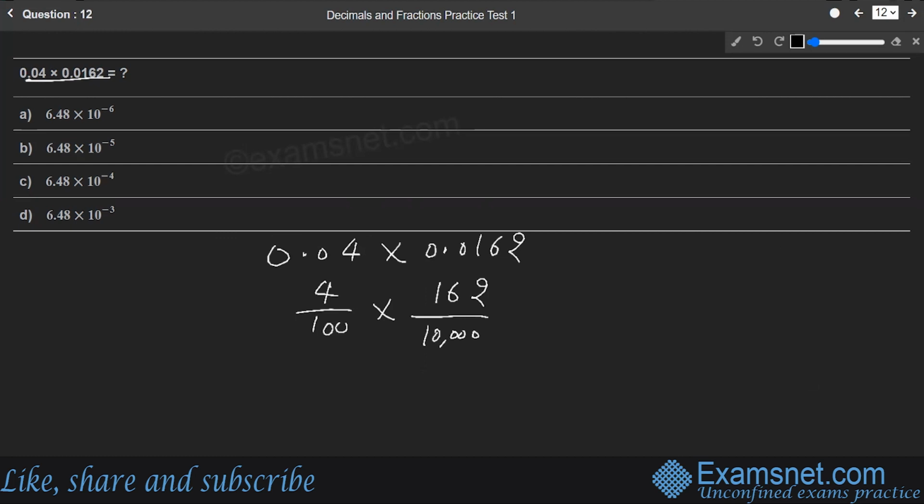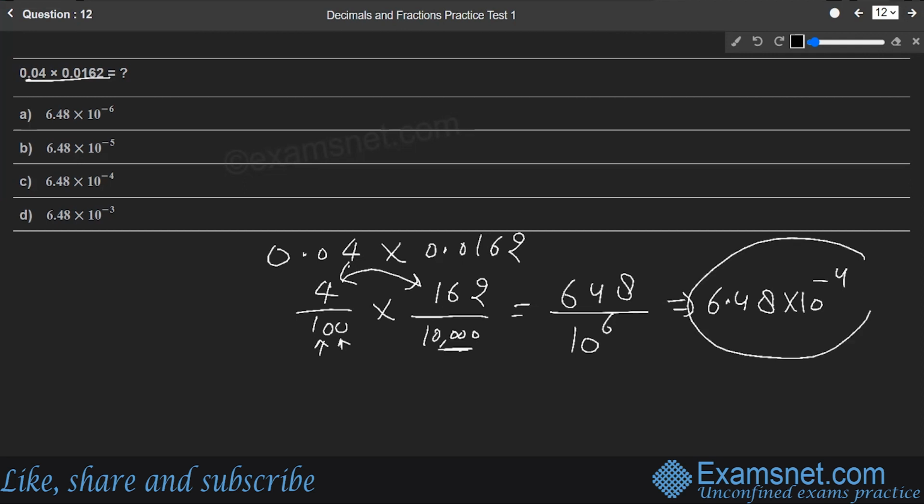Now, we can cut down this number as much as possible and find out the value, or rather we could have multiplied them together also, then also find out the number. So we just need to multiply 162 into 4 and give the appropriate decimal. 162 into 4 is going to be 648 divided by 10 to the power, how many zeros? 1, 2 and 4 zeros here, so 10 to the power 6, which actually makes it equal to 6.48 into 10 to the power minus 4. So let us see where it matches. It matches with our option number C, 10 to the power minus 4.